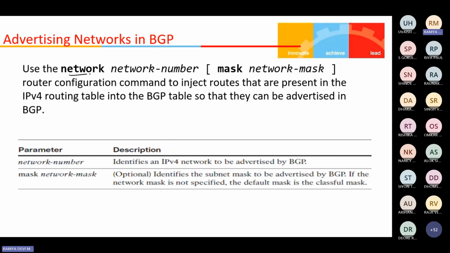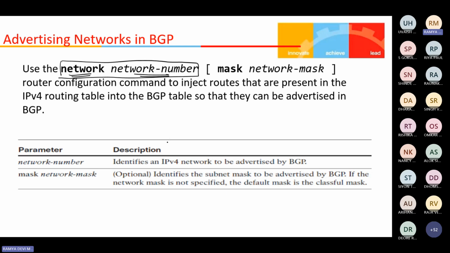So the network command, network number, will inject a route from the IP routing table into the BGP table, so they can be advertised to BGP peers. This is actually the command: network space network number. From the IP table, that will be injected into the BGP table.